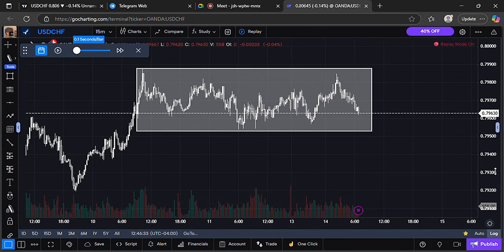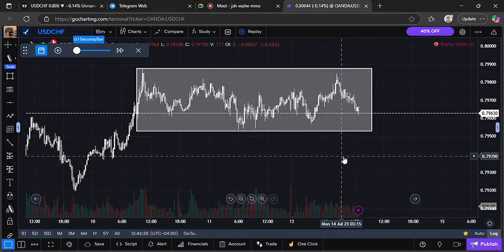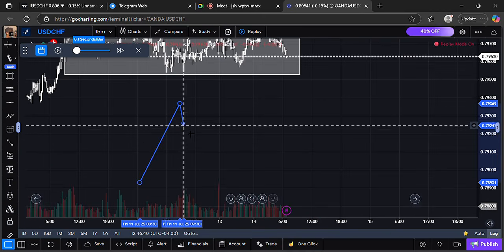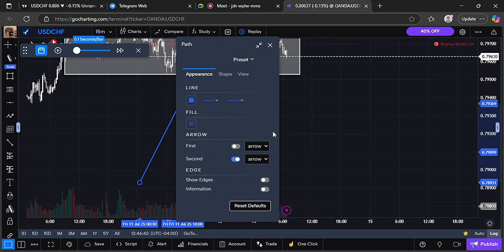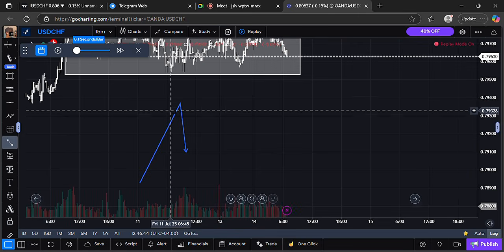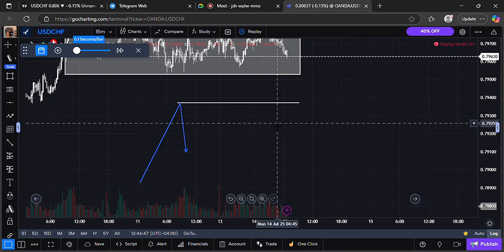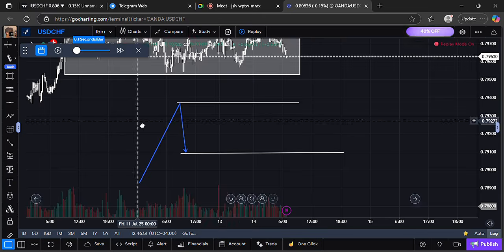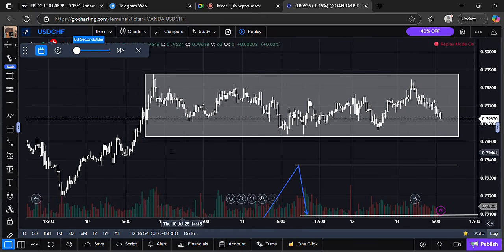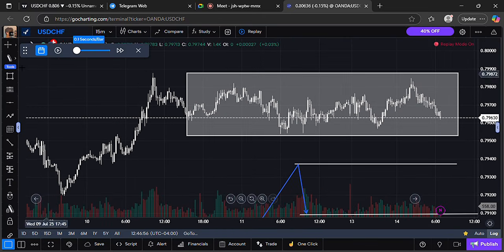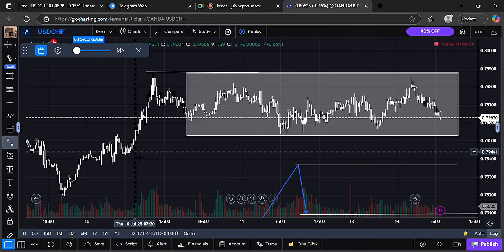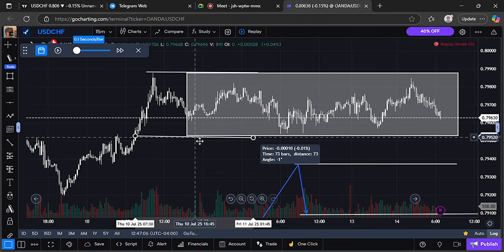So basically, it's a consolidated market, right? Whenever a market is making a liquidity pool, you will see that the market is just moving in a swing. This is the high, this is the low. After that, this was our high, and this was the low.